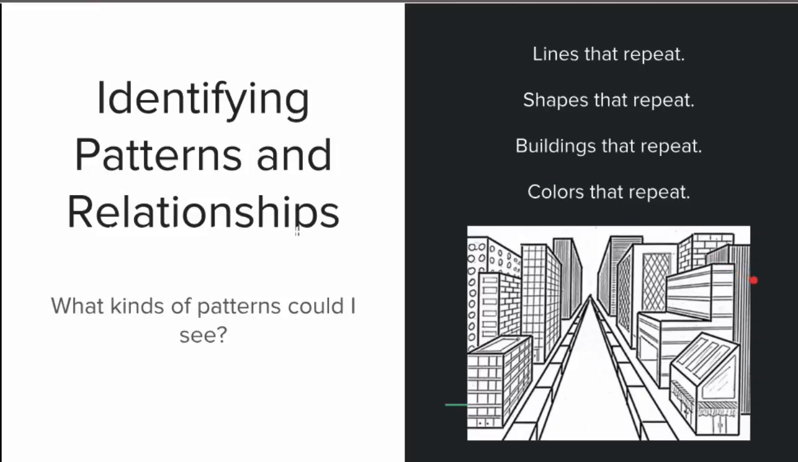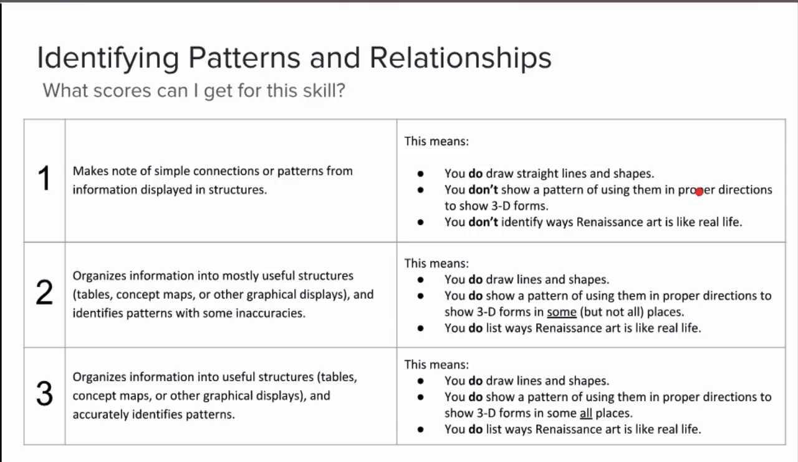Remember that you're going to be drawing a scene from a city, a cityscape. And so the types of patterns you might see in this project are things like lines that repeat, shapes that happen over and over again, and maybe even buildings that repeat in your drawing. That means they appear more than once. And depending on the artworks that you look at or how you create your city scene, you might even see a pattern of colors that repeat.